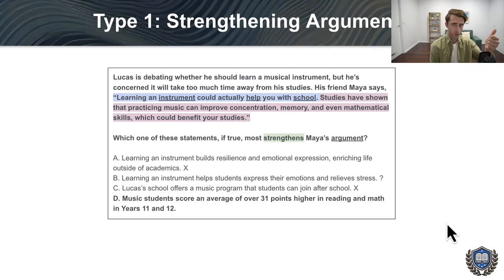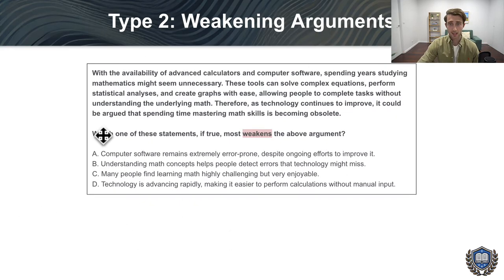If you can find the conclusion and you can find the key words in the conclusion, it's easy then to pick which ones of these back up the conclusion and which ones maybe don't quite as much. So the same strategy applies here for weakening arguments. It just works in reverse. So the same thing again. Step number one, what is the conclusion?